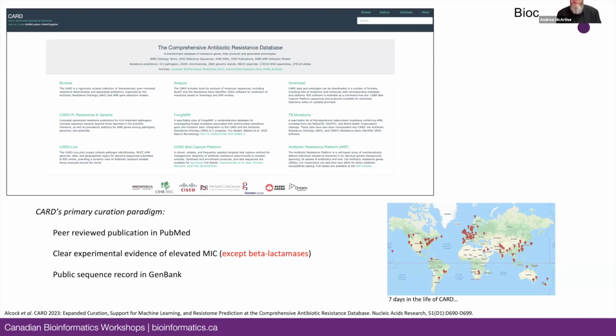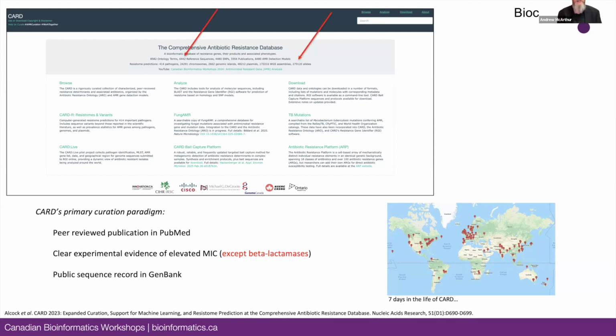And I always love showing this screenshot. This is 7 days of CARD usage by public health agencies that I snapshot. It's a really excellent community. We have online forums that we share with NCBI and ResFinder that involve academics, companies, public health, where we work together to keep up with the data. So if you're in the AMR space, please help us contribute. I will hide these stats.